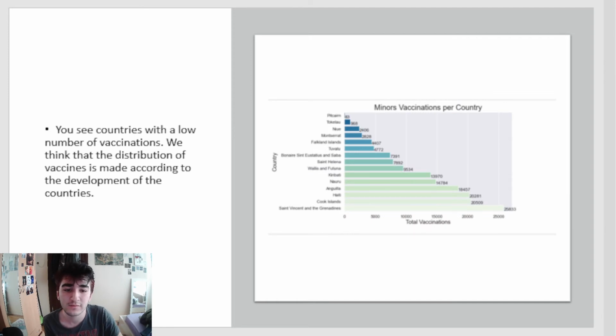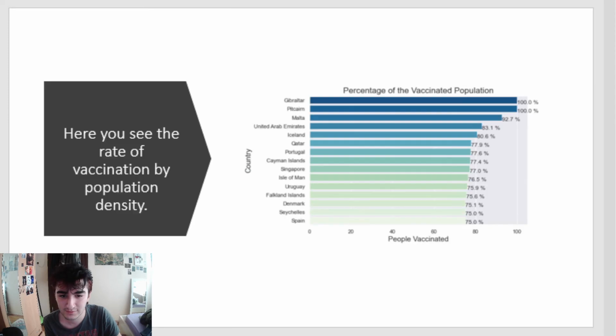For this graph, what we have is the numbers of vaccinations for small countries. It means that there is a small quantity of vaccination. We see countries that have no big population. The reason behind that is that these countries have the highest vaccinated people rate, and even some of them have completed their vaccination programs.